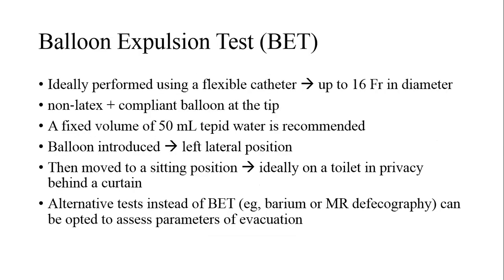So with regards to the balloon expulsion test, it's ideally performed using a flexible catheter up to 16 French in diameter. It's also a non-latex balloon placed at the tip of the catheter. A fixed volume of 50 mL of water is recommended. Again, the position is always the left lateral position during the insertion, and after that, they are moved onto a commode in privacy during the procedure. The alternative tests for balloon expulsion include barium defecography or even MR defecography.